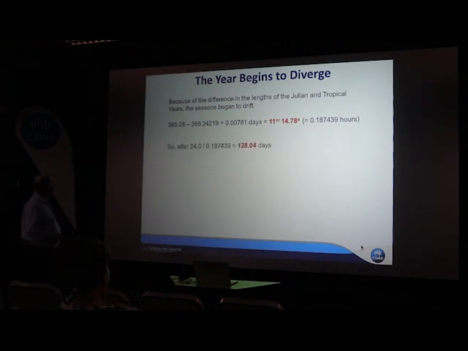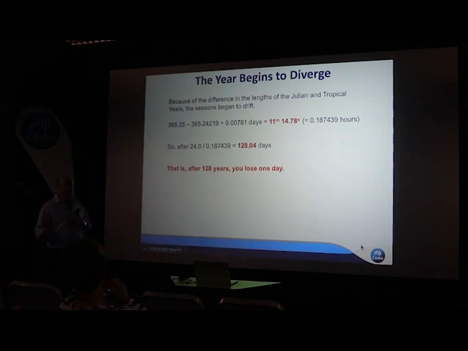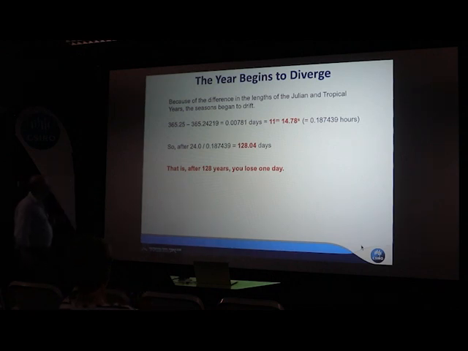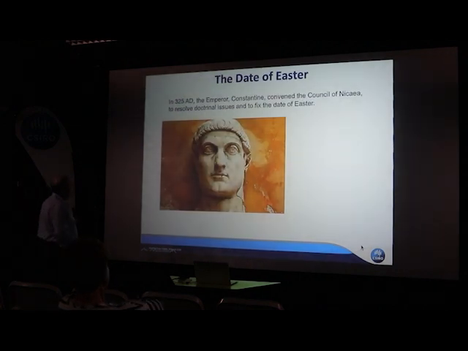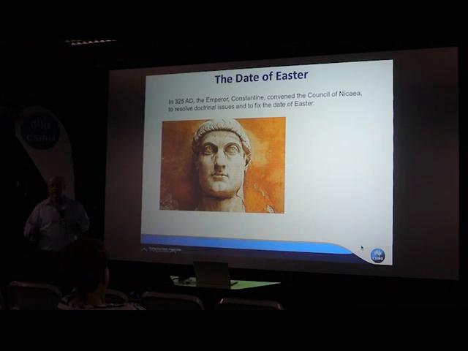How many 11 minutes and 14.78 seconds will fit into a day? It ends up being about 128. That means that after 128 years, you're 1 day out. You have an error of 1 day. That doesn't seem like much in our own human lifetime. However, over centuries and millennia, that really starts to add up. Just keep that in mind: the drift occurs at 1 day for every 128 years.